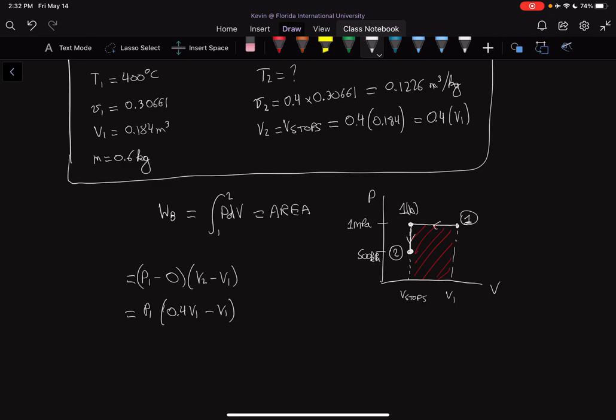So we get that work boundary, if you plug in the values for everything, is equal to minus 110.4 kilojoules. And you can once again write that the work of compression is just a positive 110.4, but that's not necessary. Okay, I like this answer better for the question. So work boundary is equal to minus 110.4 kilojoules.